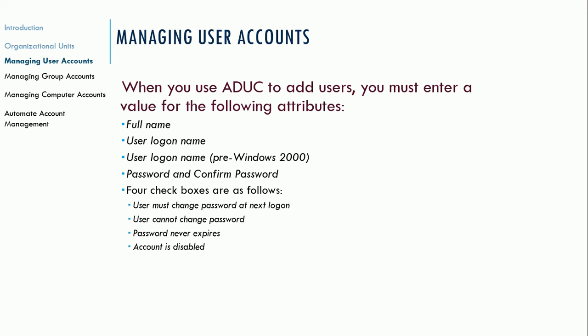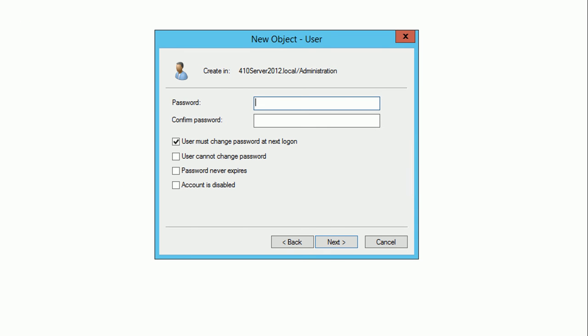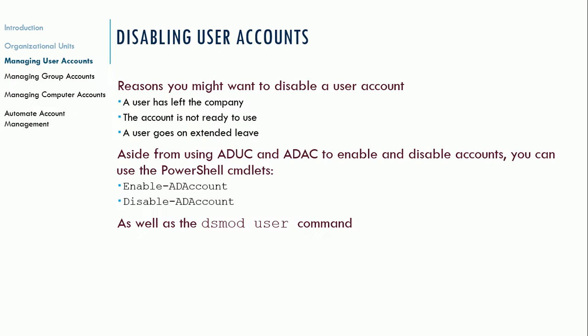And then there are 4 checkboxes. The user could either be required to change their password on the next login, or they cannot change their password. You can make it so the password never expires, or you can disable the account when it's created, which you would do for a variety of reasons. And this is what the dialog box looks like when you're creating these accounts.